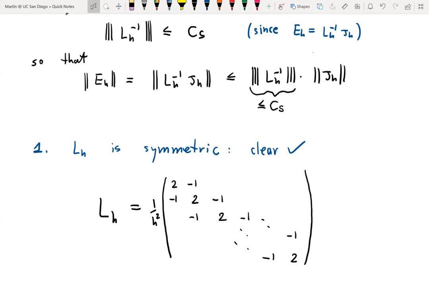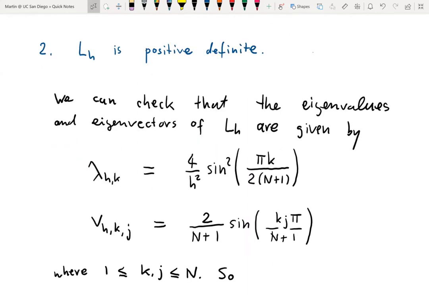Okay, that's not difficult. The next step we show is that LH is positive definite, and in fact that is a bit difficult. We can check that the eigenvalues and eigenvectors of the matrix LH are given by the following formulas. We have n different eigenvalues and n eigenvectors. The eigenvalues are lambda hk, where k goes from 1 to n. And lambda hk is given by 4 over h squared times the sine squared of the quotient pi k over 2 times n plus 1.